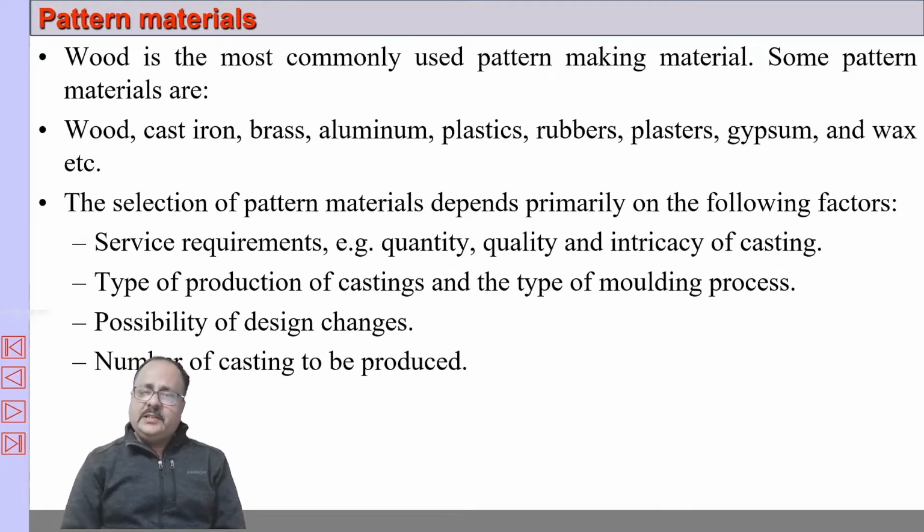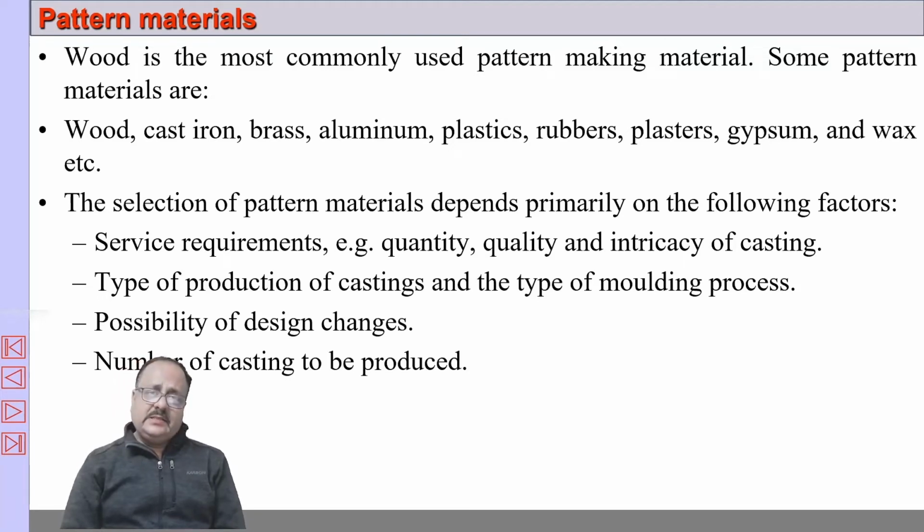Next, quality of the casting you want. Some pattern materials produce better mold cavity, and better mold cavity produces better casting. So metal pattern produces better mold, and therefore the quality of the casting is also better, because surface finish obtained will be better. Whereas wooden pattern will not give that much good surface quality compared to that of a metal pattern. Intricacy of casting. If the casting is very complex, then machining the metal pattern may be difficult, whereas a wooden pattern can be easily machined and given a shape.